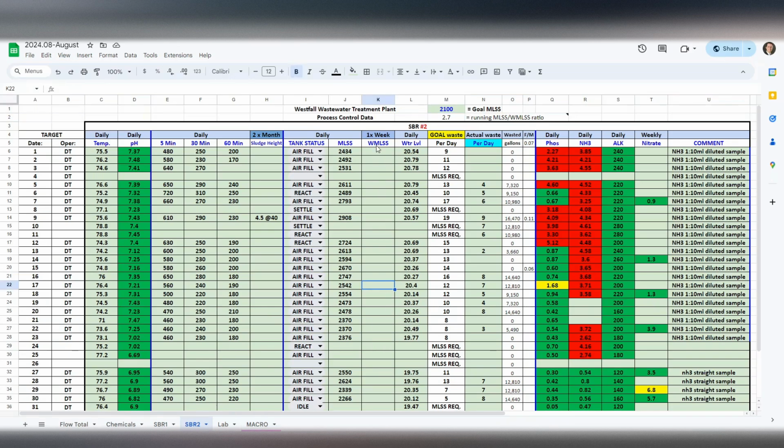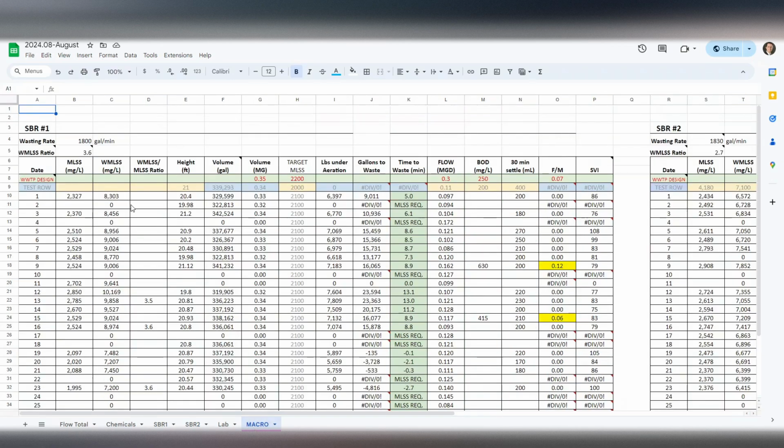But if you grab a waste mixed liquor sample, meaning that the sample is taken from the header piping as it's in waste or wasting off the tank, so it's the mixed liquor after settling, off the bottom of the tank going into the digester, that can calibrate this number here, which will then calibrate your target wasting per day. And that all happens over here. So if there is a waste mixed liquor sample done here, you can see we have one here, here, and here, it will calibrate that number.